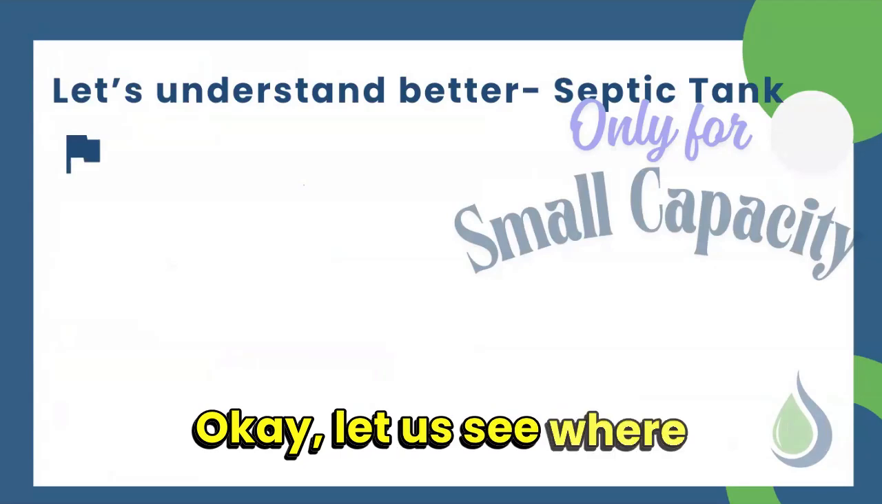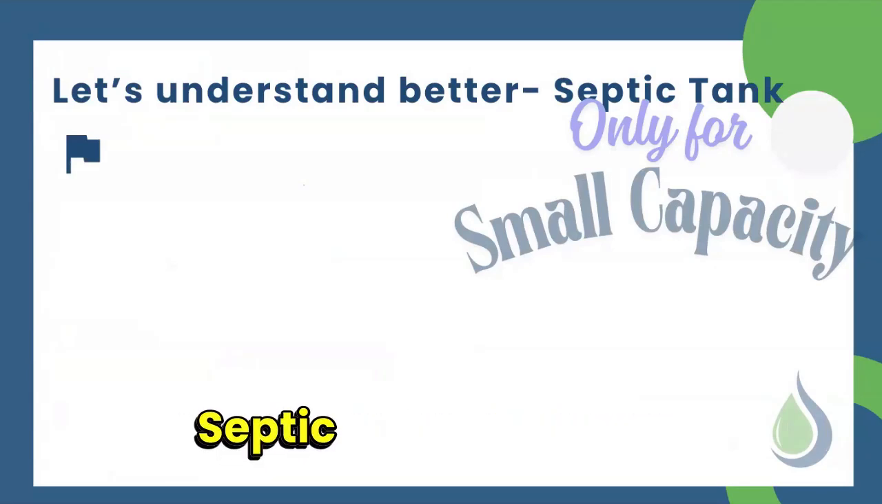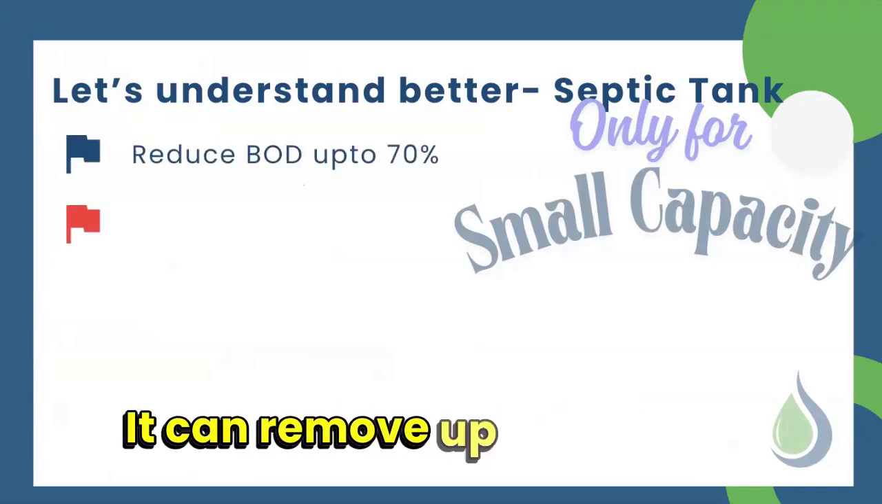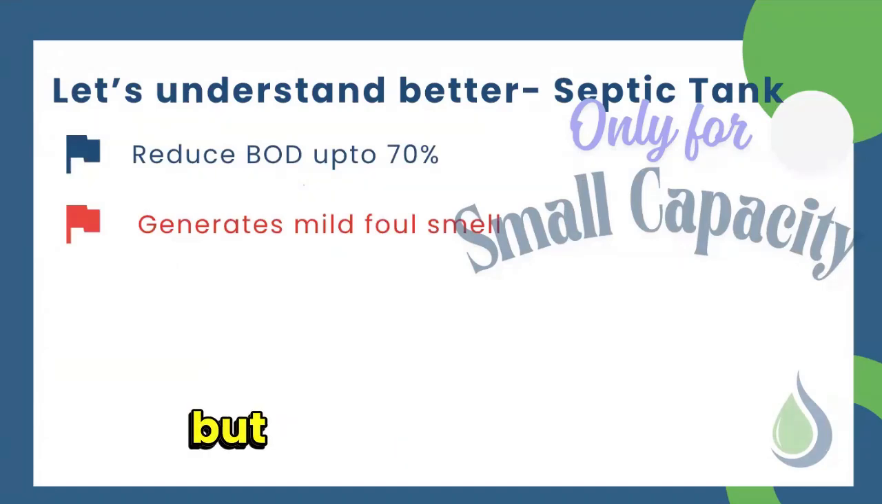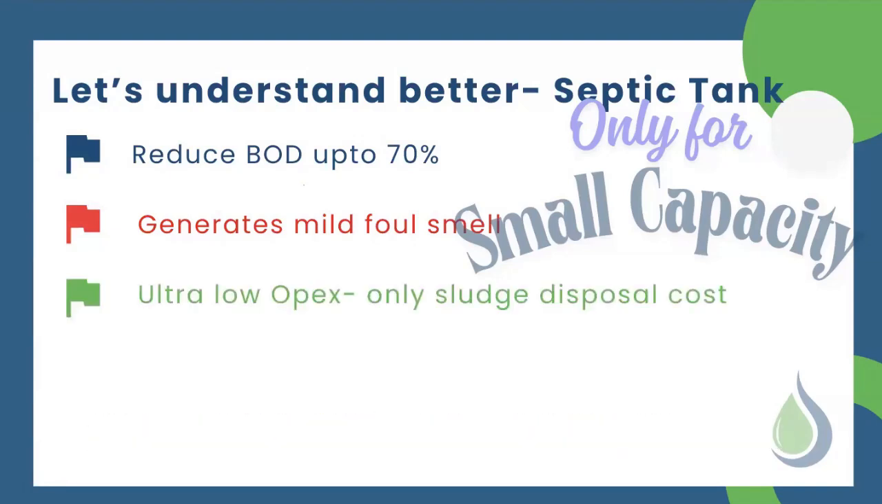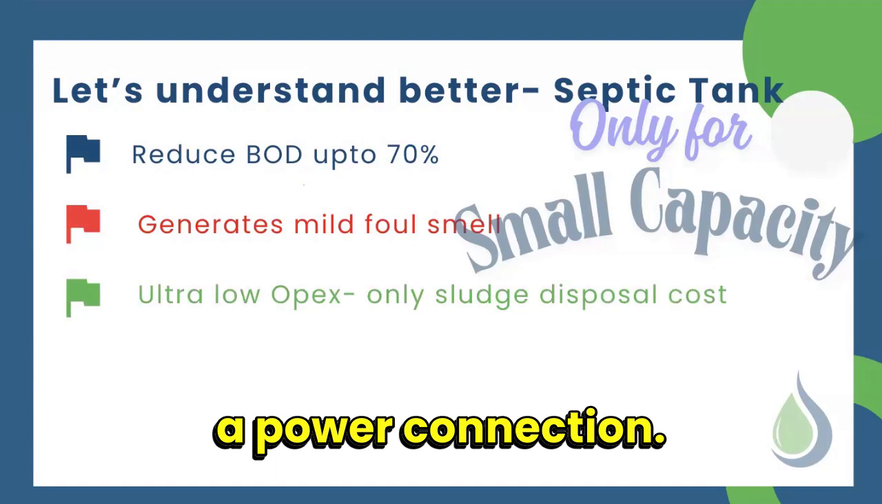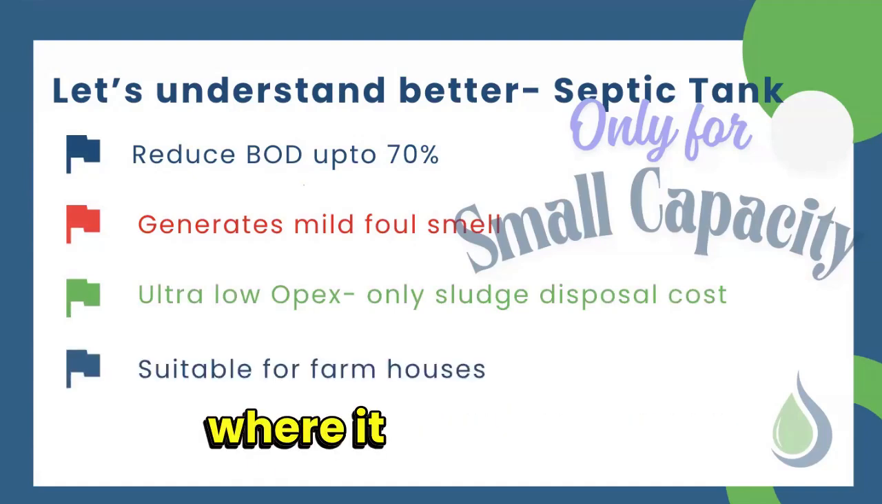Okay, let us see where a septic tank can be used. A septic tank is suitable only for small capacity applications. It can remove up to 70% BOD, but it generates a mild foul smell because of methane and hydrogen sulfide. And there is no capital cost. It does not even require a power connection. These are the advantages.